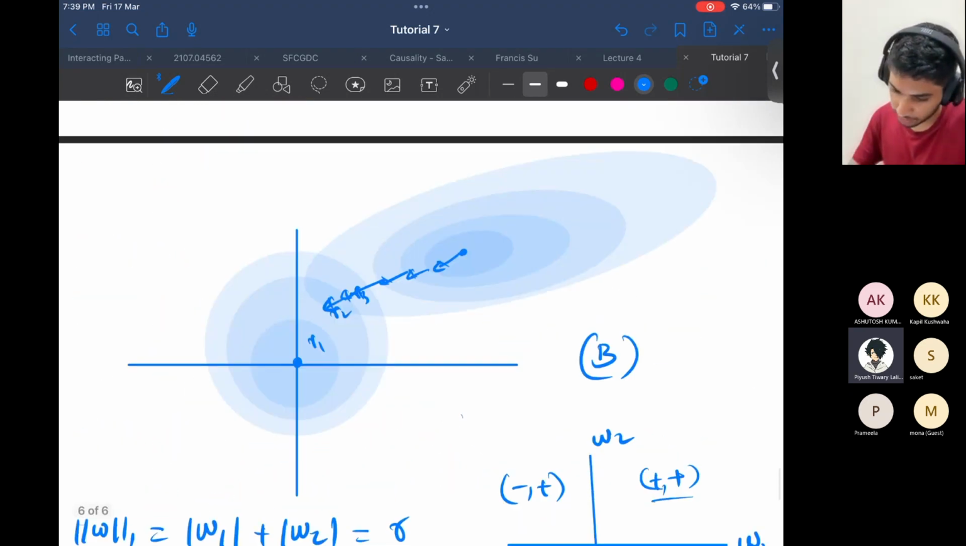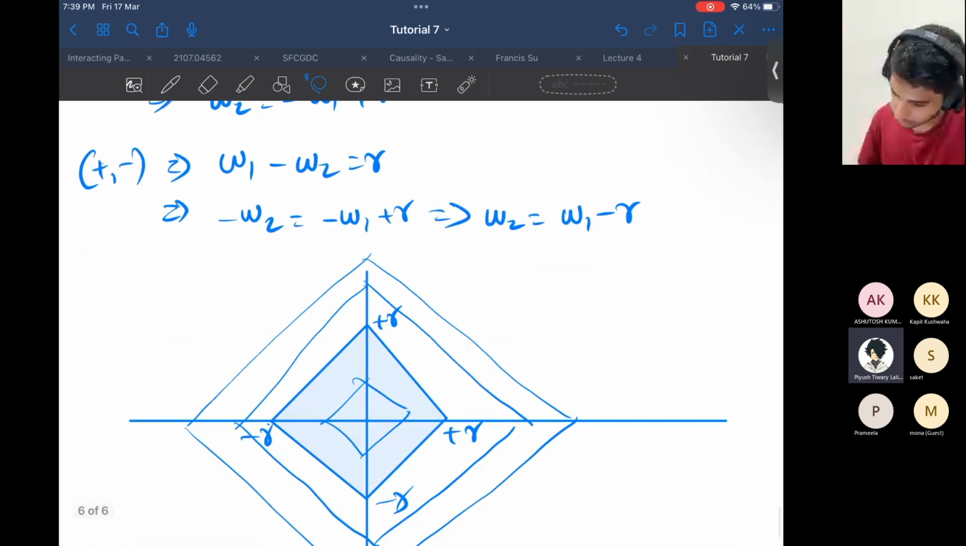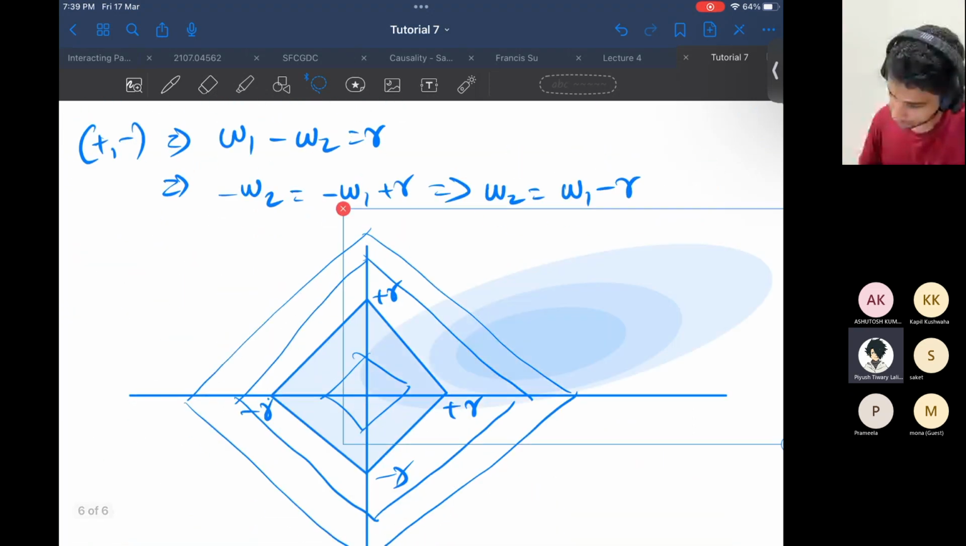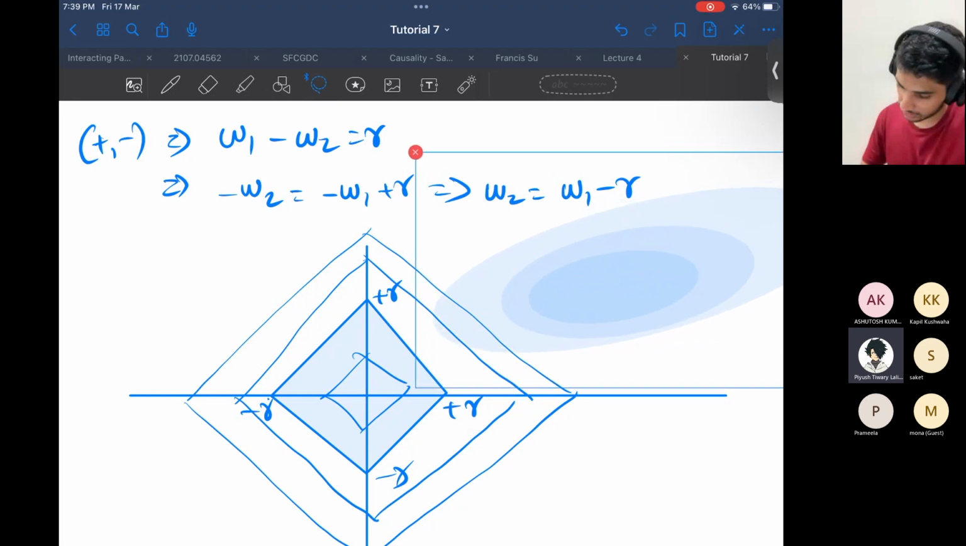And can I copy this thing? That would be very great. Copy, and if I'm able to paste it, okay, thank God. Right, so something like this.